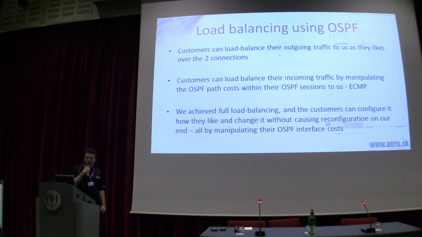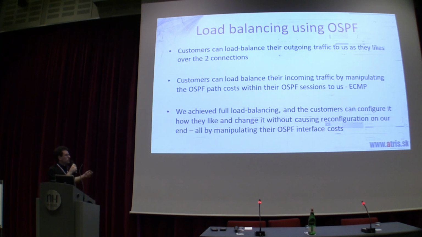So outbound load balancing is really up to the customer, how they define it. They can use PCC, they can route 50 to 50, they can use only failover. It's completely up to the customer. Our routers will just take the traffic and pass it along. But customers can load balance their incoming connections as well by manipulating the OSPF path costs within their OSPF sessions to us. So the customers themselves can actually manipulate how the incoming traffic is load balanced as well.